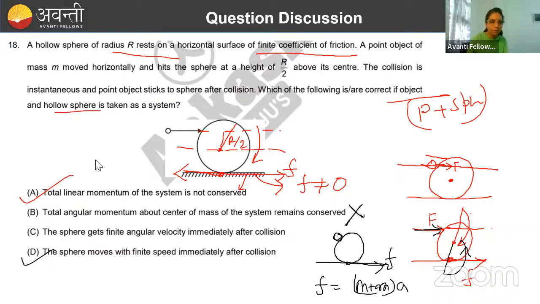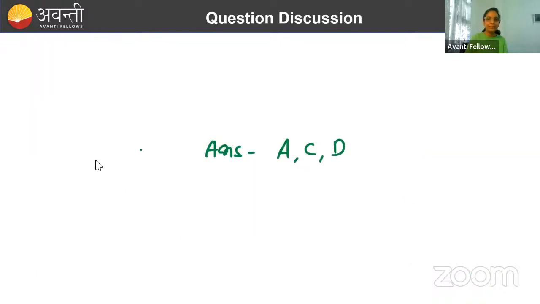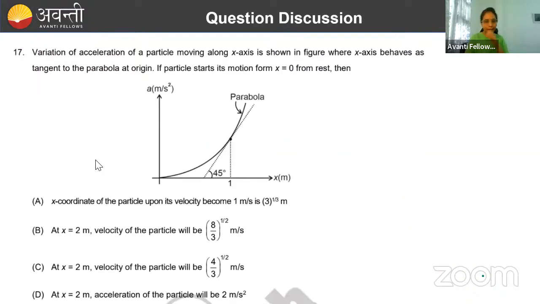This is true. Now let's come to the third option, that the sphere gets finite angular velocity. It will also get angular velocity because external torque is acting here. Done. So C is also correct, right? So A, C, and D are all correct. So the question just needed a basic understanding.